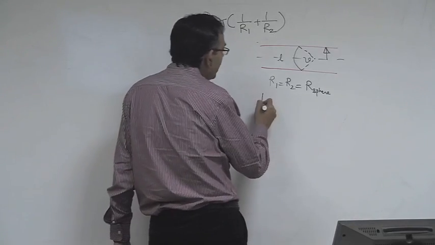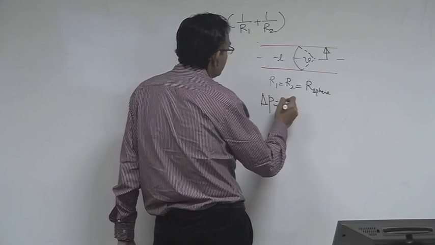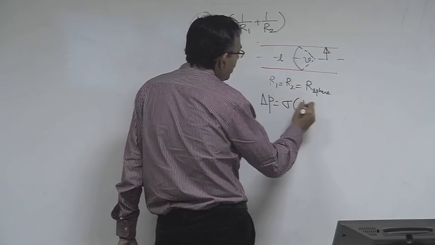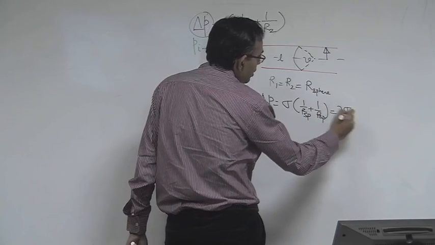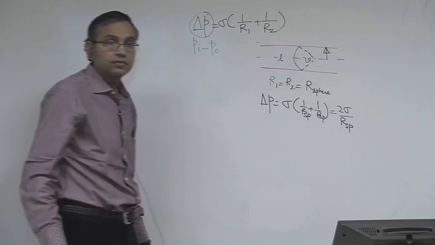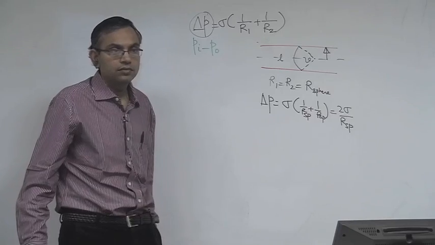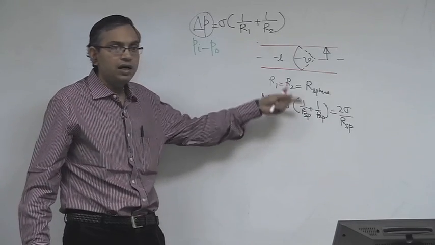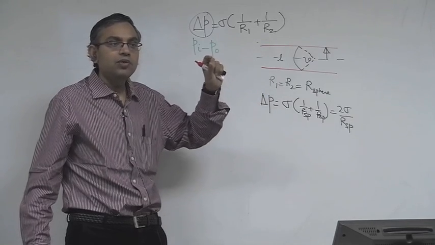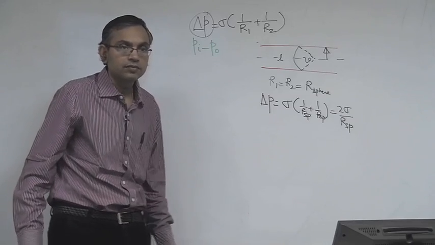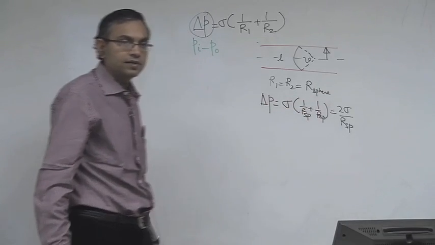But for a sphere, because R1 is equal to R2 is equal to R, delta P is equal to sigma into 1 by R_sphere plus 1 by R_sphere, so 2 sigma by R_sphere. This is a formula that you commonly use in undergraduate texts for finding the pressure difference between inside and outside of a spherical droplet. So, this is how the formula comes.